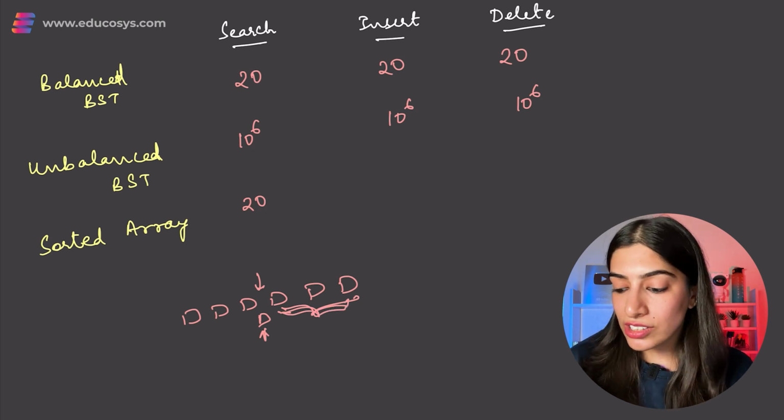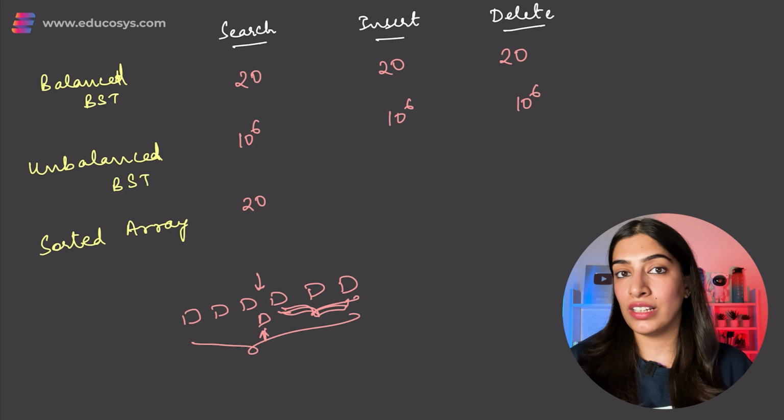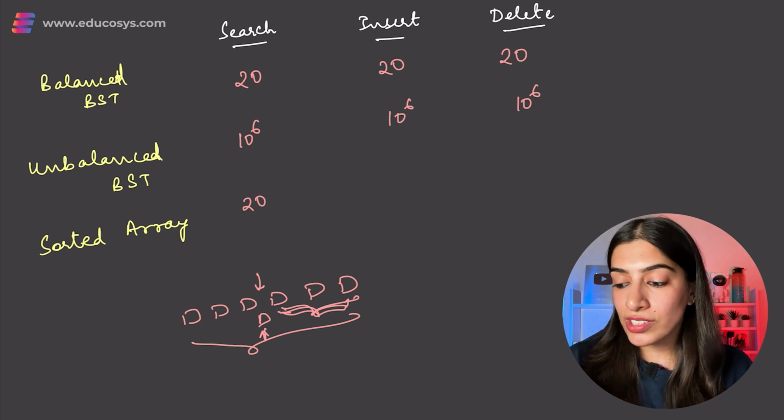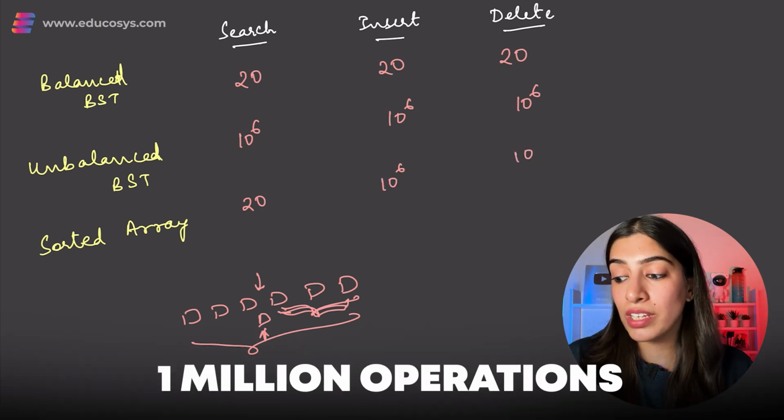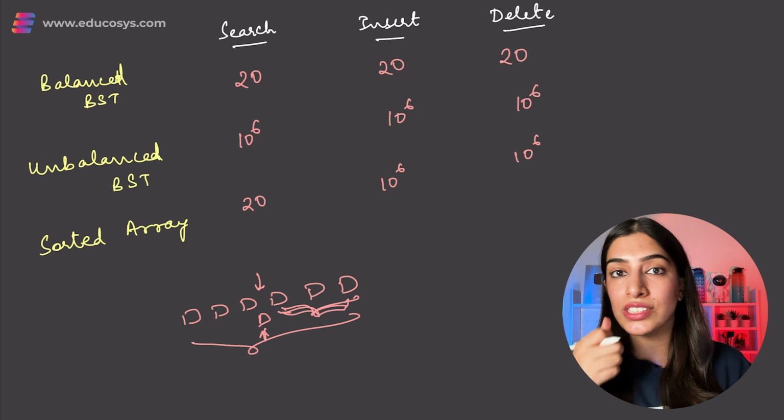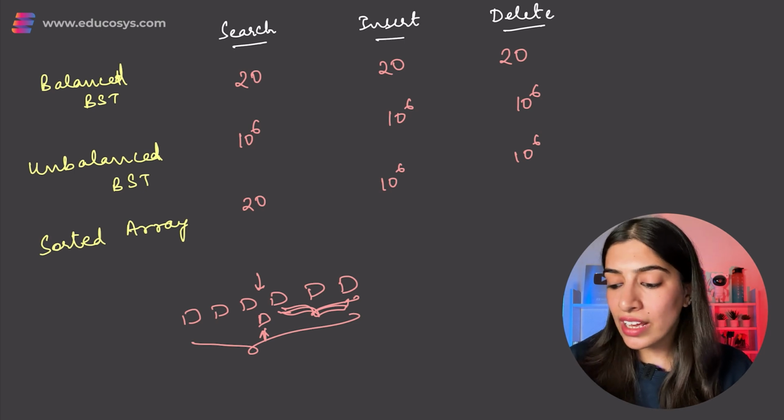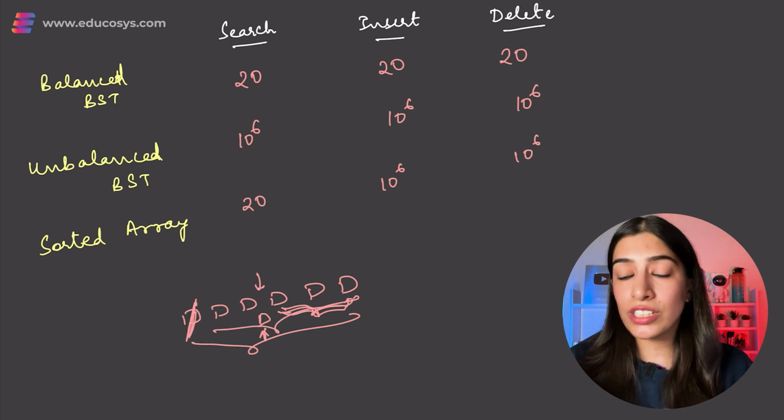So in the worst case, you might end up shifting all the elements. So in the worst case, you would have to actually do 10 power 6, which is 1 million operations for both insertion and deletion. Similarly for deletion also, right? If I am deleting this, I would have to shift all the other elements or all the other blocks.